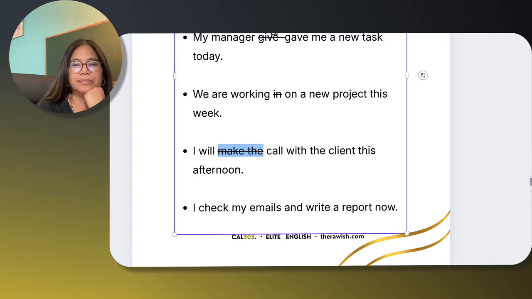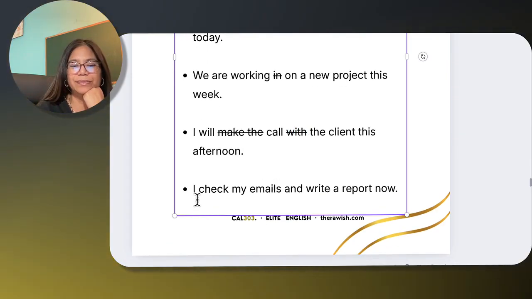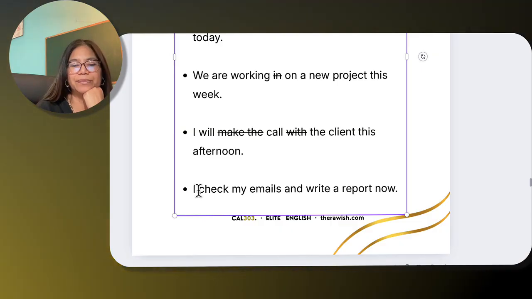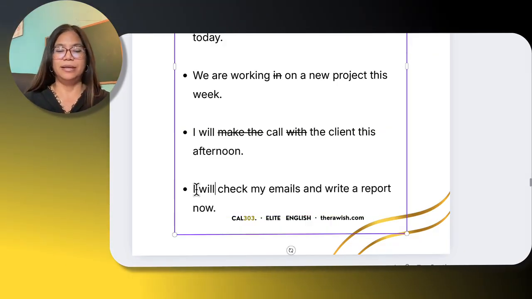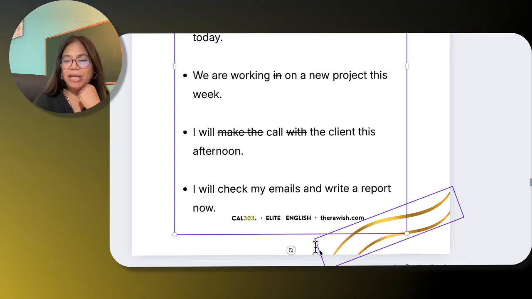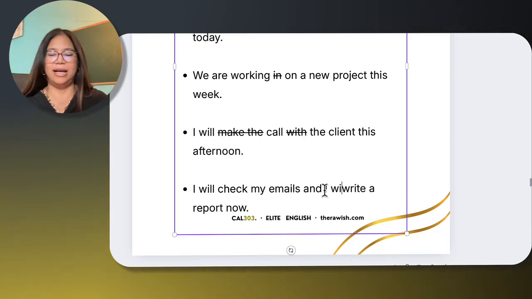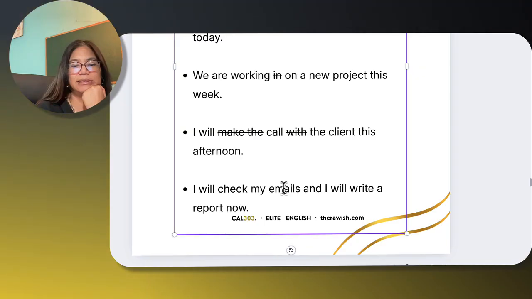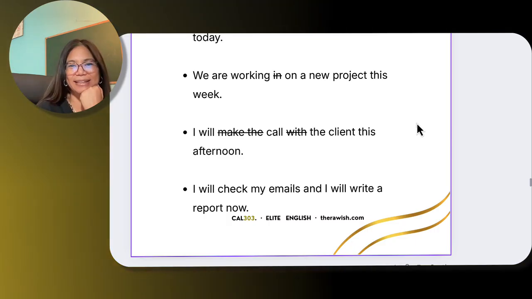I will call the client this afternoon. The last one: I check my emails and write a report now. So this would be "will": I will check my emails and I will write a report now. Okay, so that's that one done.